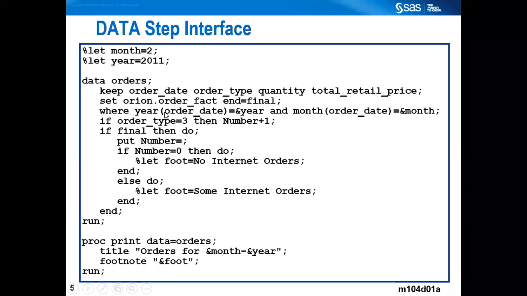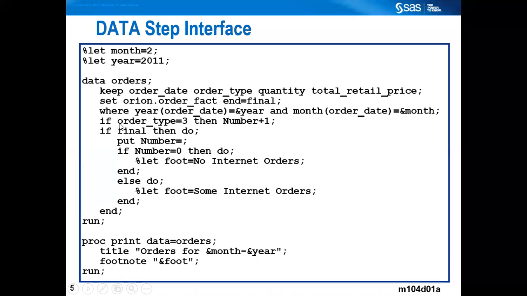Fine. So you're extracting the year from the variable order date, and the year should be only 2011, with a macro variable value. And the month is extracted from order date, and the month value should be this value. So you're creating this data set according to these dates.